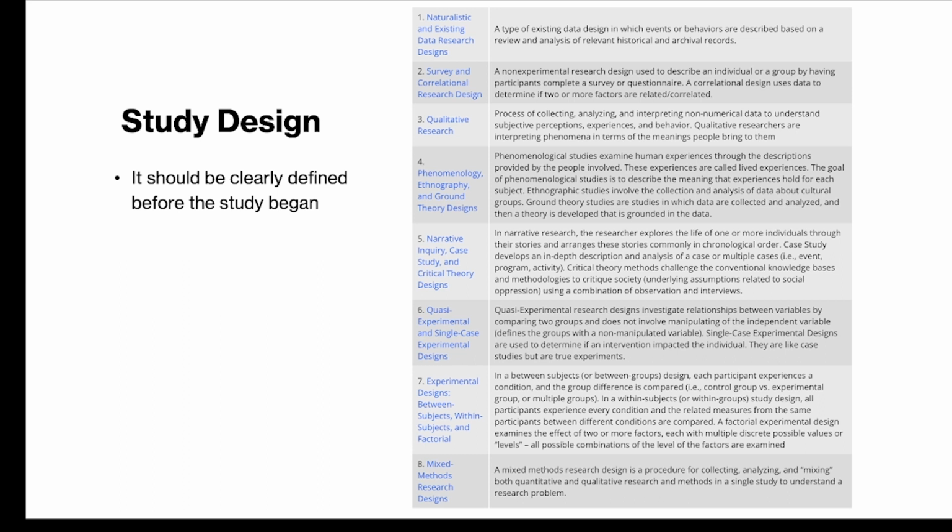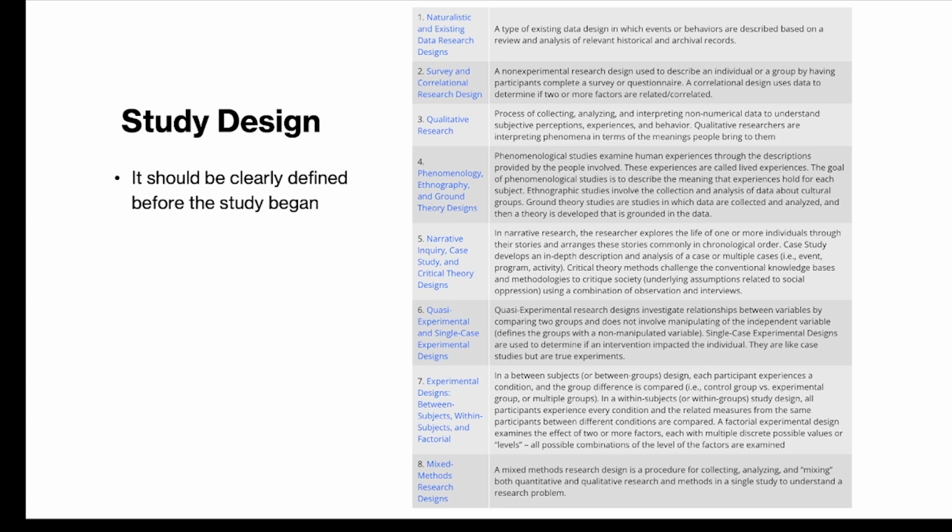Number 3 is qualitative research. No, so in qualitative research, you have to undergo a process of collecting, analyzing, and interpreting non-numerical data to understand subjective perceptions, experiences, and behavior. So qualitative researchers are interpreting phenomena in terms of meaning people bring to them. So the essence of qualitative research is that you wanted to capture how people perceive things and how they create meaning based on their experiences. Okay, so you wanted to capture perceptions, experiences, and behavior. Okay, so that's for qualitative.